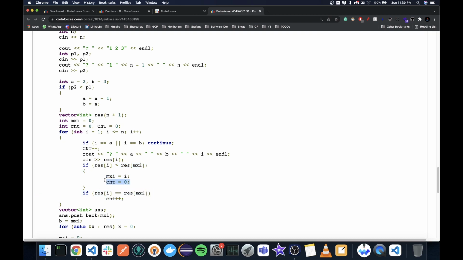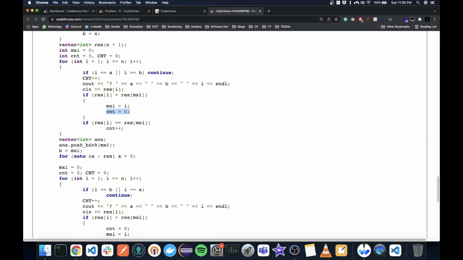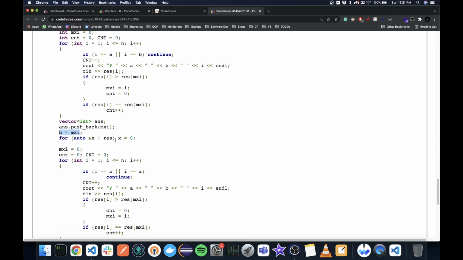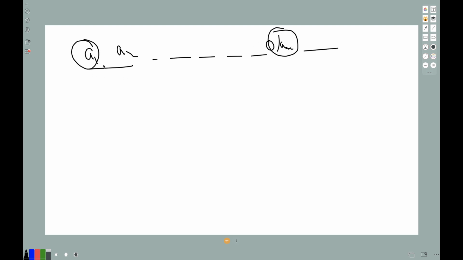And then, forget what this count is, it's irrelevant. So for the answer, we have to give two possible places where it can be. One of them is obviously mxi, and then I am updating b to be mxi, and a remains the same. Okay, now that a is remaining the same, so it was like this, right? A1, A2. Using these, I queried everywhere. I found 0 or a max. Then I used this and this to query everywhere.